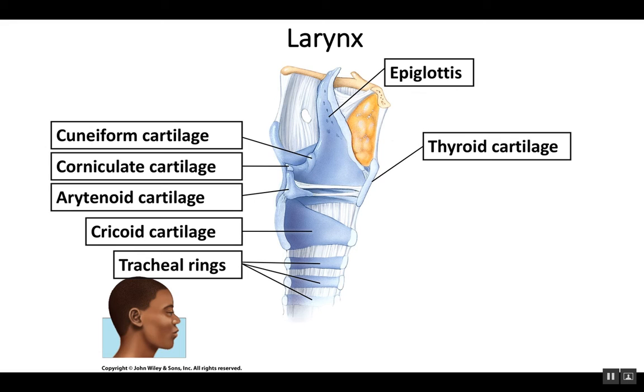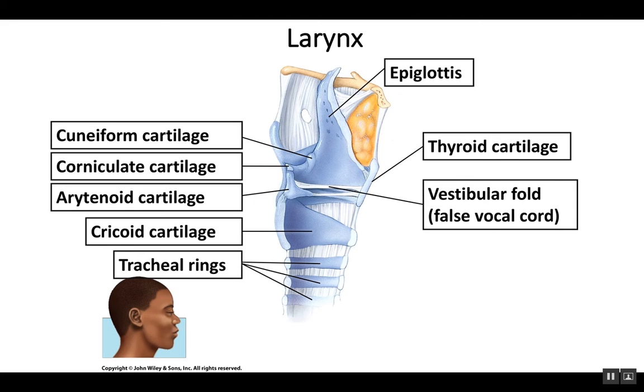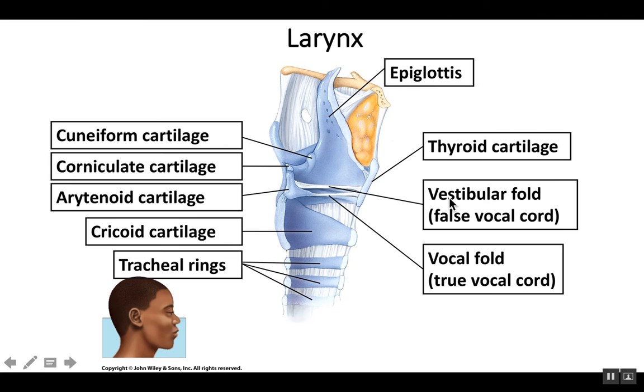Note inside the larynx are the 2 vocal folds, and we'll see why they're called vocal folds in a moment. But there's 2 pairs. The upper or superior vocal fold is called the false vocal cord because it does not vibrate. It does not produce sound. It's also known as the vestibular fold. Below that fold is the true vocal cord or vocal fold. This is the vocal fold that actually will vibrate to produce the sounds.